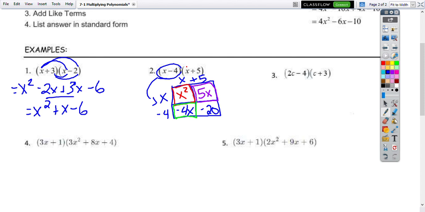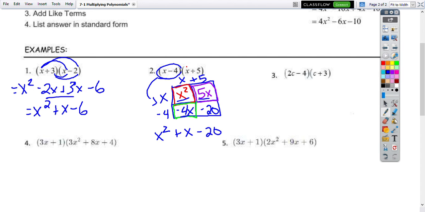And so all I'm going to basically do here is just combine like terms. So the x squared is the only thing that has a squared. I have the negative 4 and the 5, so when I add those together I get plus 1x, or just x. And I have this minus 20. And so that's how I use the box method.